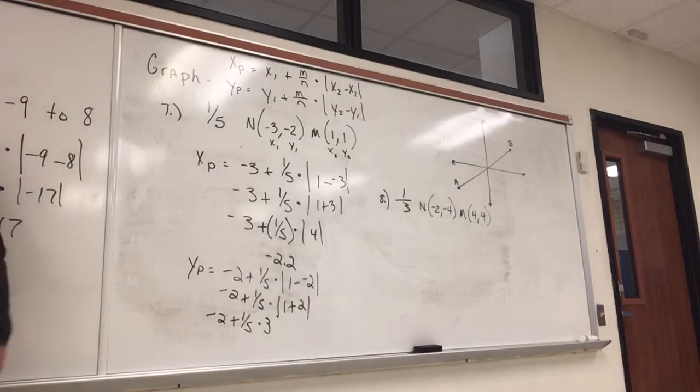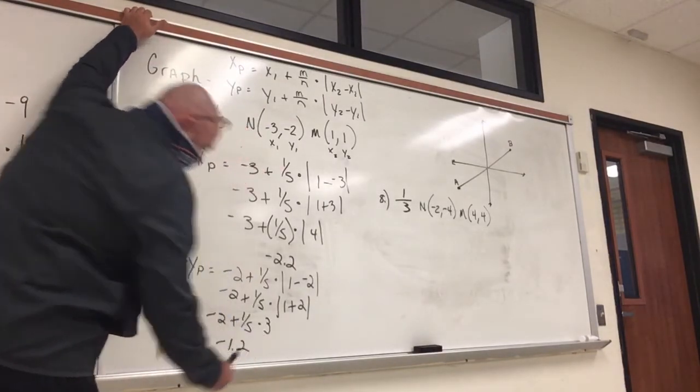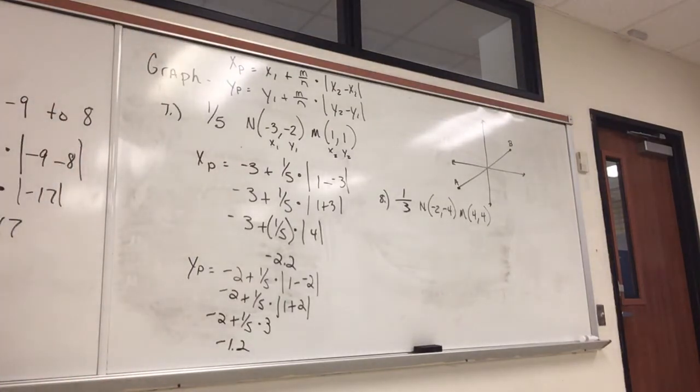Type in negative 2 plus parenthesis 1 divided by 5, close parenthesis, times 3. What do you get? Negative 1.2. Is that right? Yes? No? That's what I got. Is everybody in agreement with that? I got negative 1.4. Alright, my bad. Here we go. Negative 2 plus 1 divided by 5 times 3. Alright, negative 1.4.